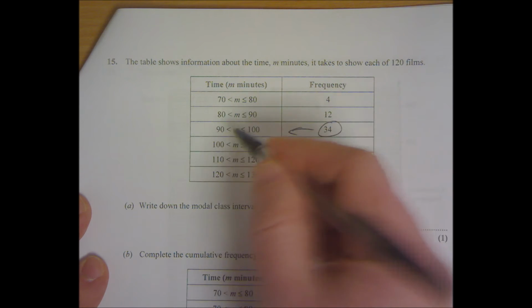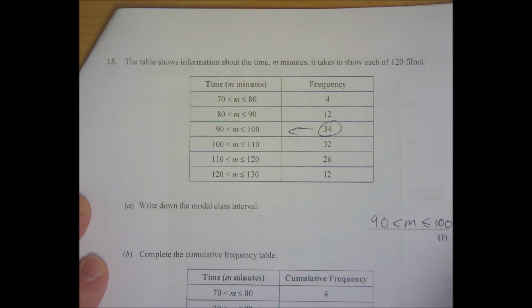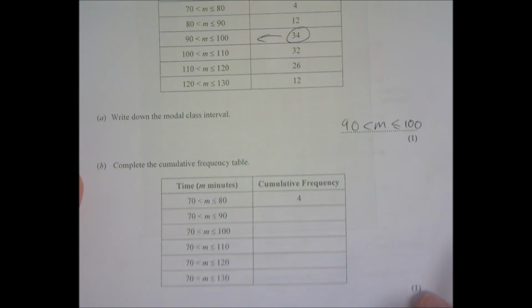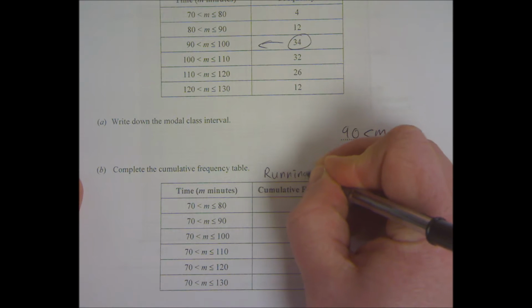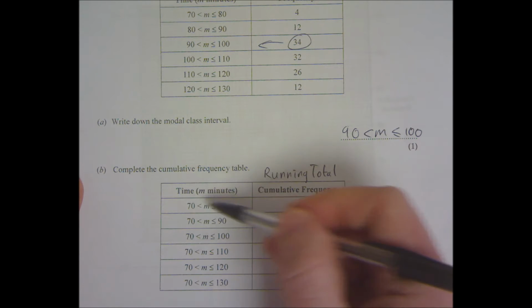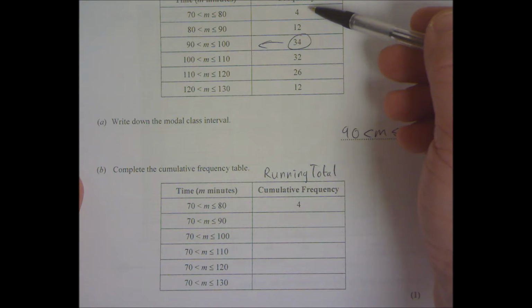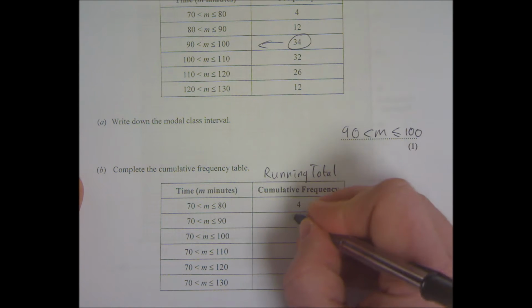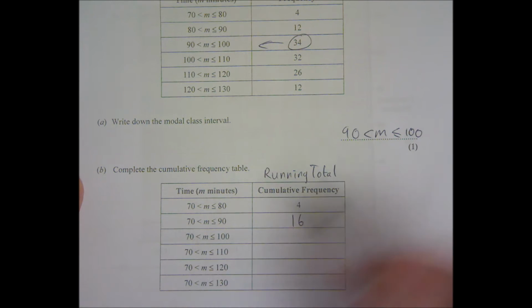Okay. For cumulative frequency, that's a running total. So 70 to 80, I've got 4. 70 to 90, that's the first 2 groups, so I've got 4 add 12, so I've got 16. For the next group, 70 to 100, I'm adding all 3 groups up, so I've got 4 add 12 is 16, plus the 34, which is 50.